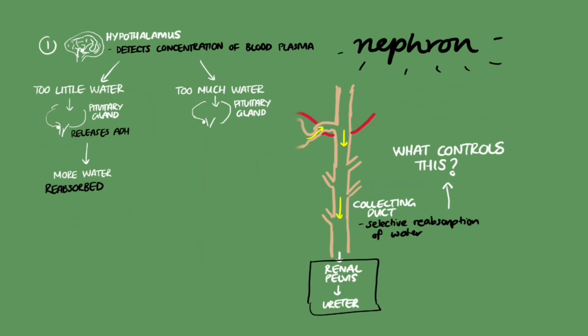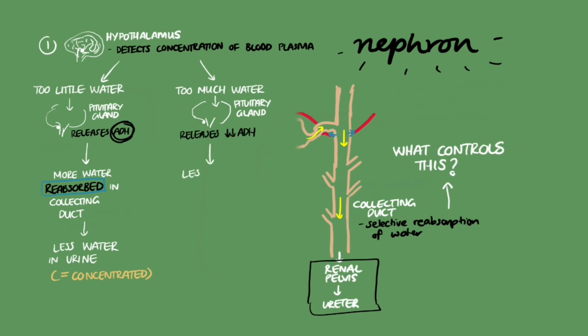ADH in turn acts on the kidneys and causes more water to be reabsorbed, aka more water to leave the collecting duct and be reabsorbed back into the blood. So it's not formed in the urine. So because there's less water in the urine, your urine is going to be more concentrated.